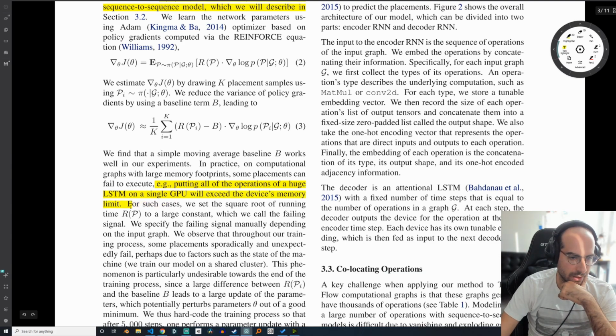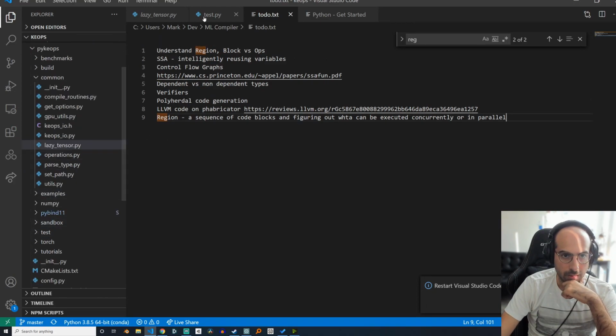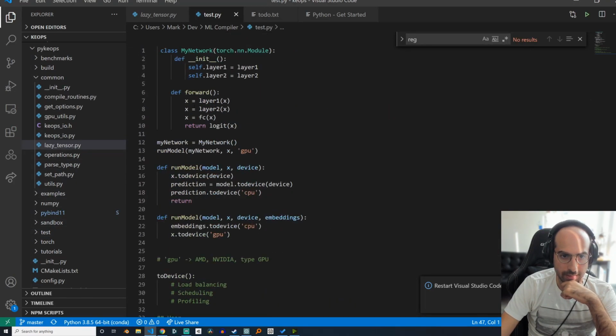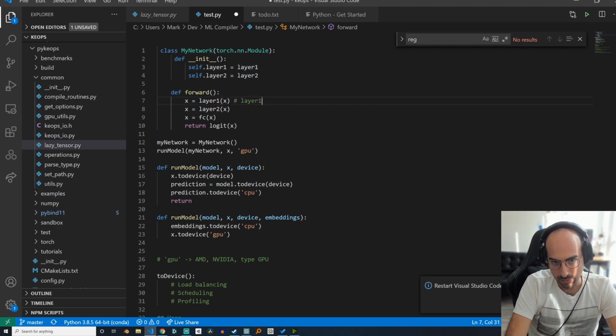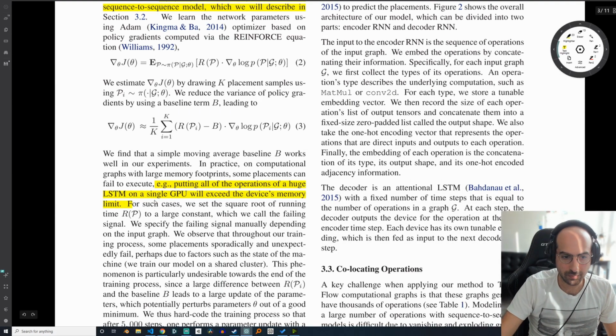Yeah, so this is what I was talking about earlier, where you may have a single layer that's bigger than a device's memory. So let's say in this case this layer is 40 gigs in size, right? You just said layer 1, and then boom. How do you fit something like this on a single GPU?